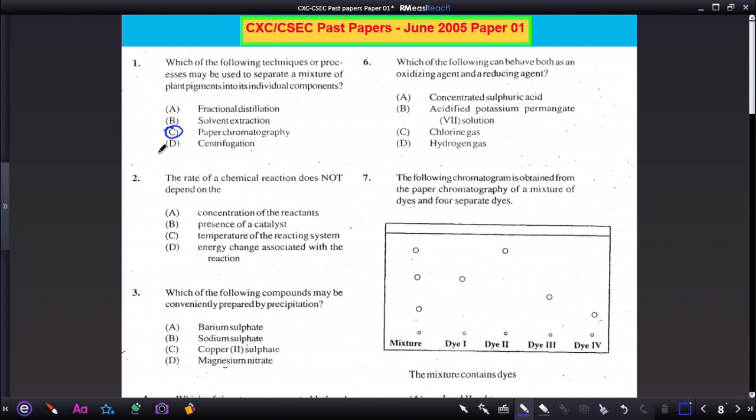Question 2. The rate of a chemical reaction does not depend on the concentration of the reactants, the presence of a catalyst, temperature of the reacting system, or energy change associated with D. All of the above except D is true. A chemical reaction does not depend on the energy change associated with the reaction.